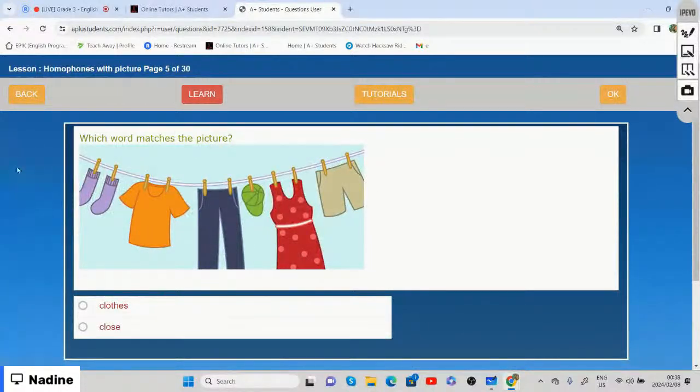Then look at whatever that is hanging on the line, right? After it has been washed. Is that the first word, clothes, which is C-L-O-T-H-E-S, or the second option, which is close, C-L-O-S-E? Something that you wear before leaving the house. Something that you wear if you don't want to be naked. So I wear clothes to cover my body.